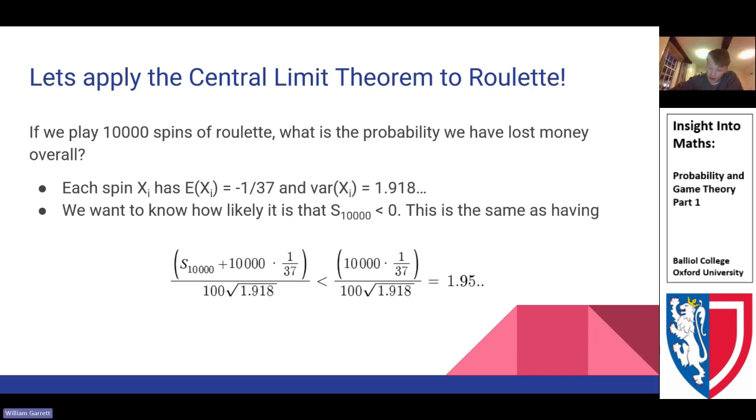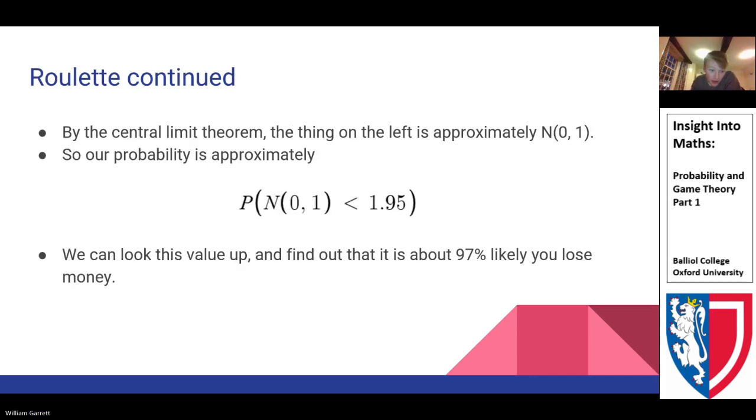And we can now look up online or on a table for the normal distribution: what is the probability that a normal 0, 1 is less than 1.95? And this is an approximation. It's a very, very good approximation to the probability that we lost money on the roulette. If you Google this or put it in your calculator, you find out that it's approximately 97% likely that after 10,000 spins, you come up having lost money.